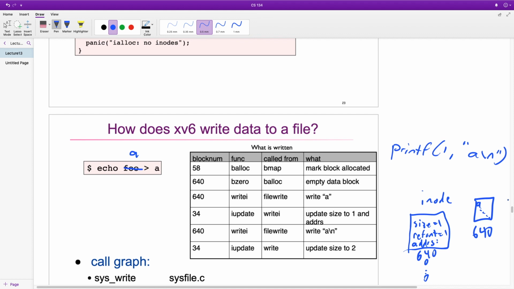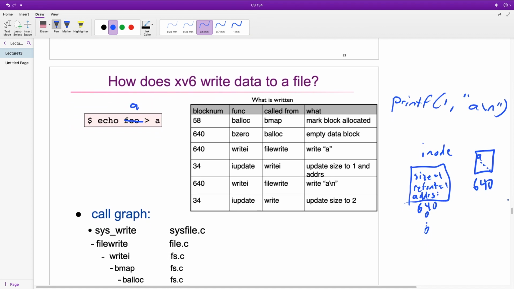How come it's write a new line? How come it's not just write? It really is write new line. From the point of view of the block, it's writing a new line and 510 zeros. So from its point of view, is it overwriting the A?